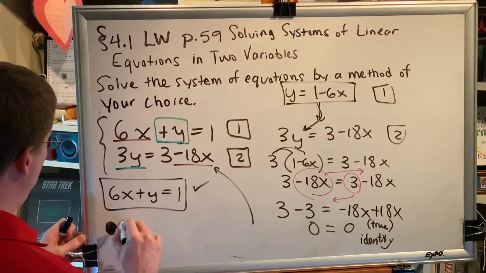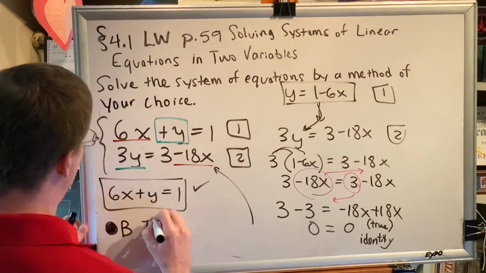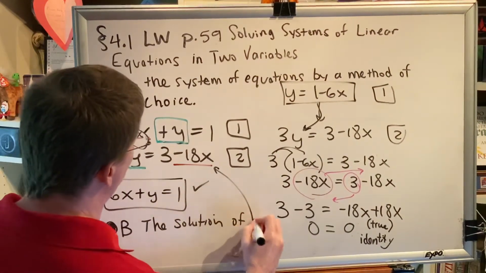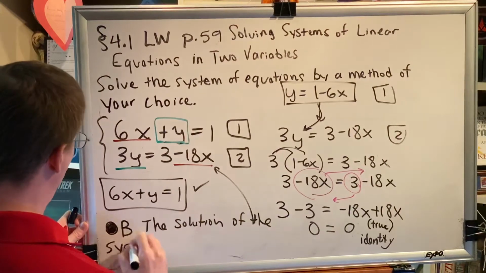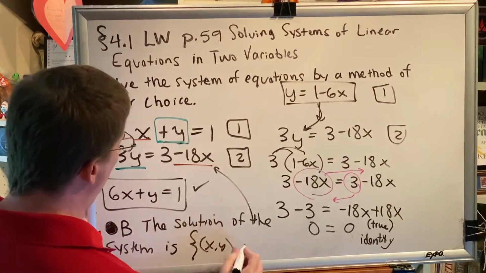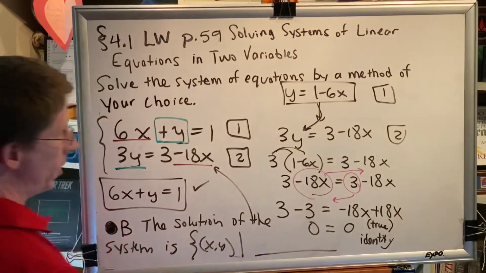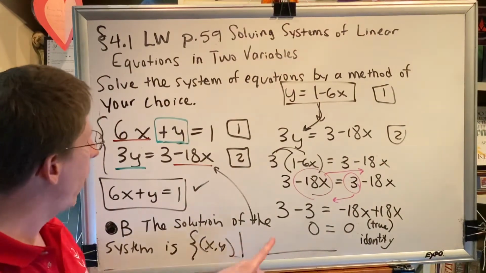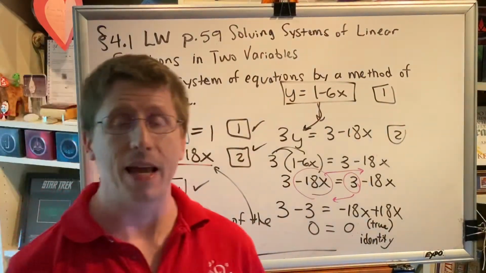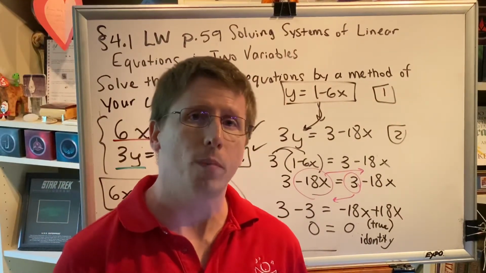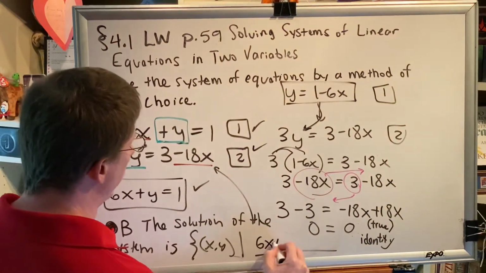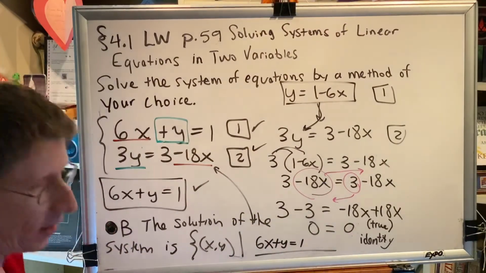So we're going to bubble in next to letter B where it says the solution of the system is the set of all ordered pairs x comma y such that. And then what we have to do is put an equation in the blank that follows. What equation? Either one. They both represent the same collection of ordered pairs because when you graph both equations, they are identical lines. So you could write 6x plus y equals 1, and that would be a correct answer.